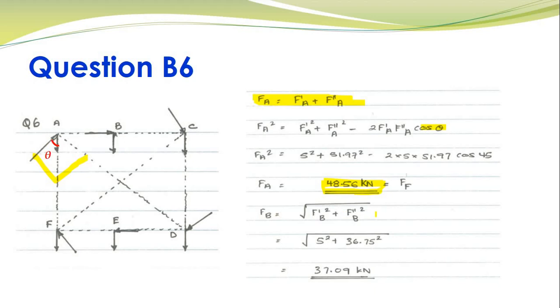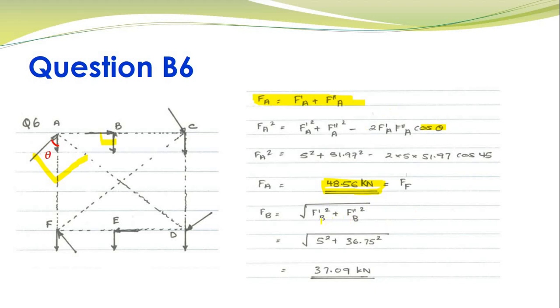Now looking at Fb, again I could start with my cosine rule, but I'm straight away using my Pythagoras theorem. The reason is the angle over here is 90 degrees, so whenever I do cos of 90, I simply get 0. If I had to write Fb squared equals F prime B squared plus F double prime B squared minus 2 F prime B times F double prime B cos theta, this cos theta would have been 0, so all of that term would have been 0.